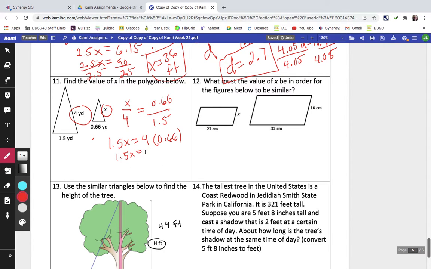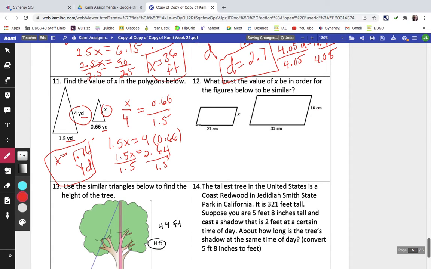1.5x equals 2.64. We're going to divide that by 1.5. Make sure we've got yards, yards, and yards, so we're okay there. X is equal to 1.76 yards. And that seems about right. 3 times that is a little bit more than that. So we just want to make sure that there's a multiplier that kind of makes sense.